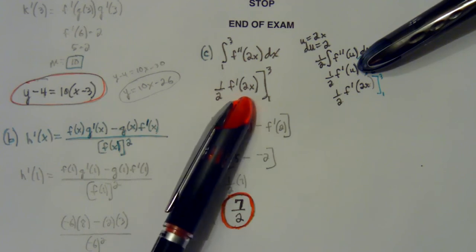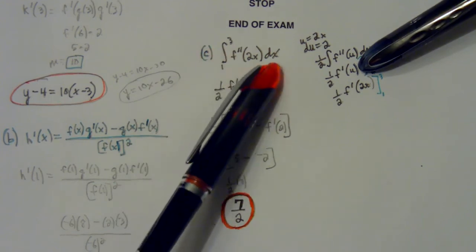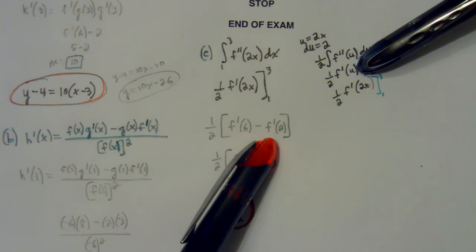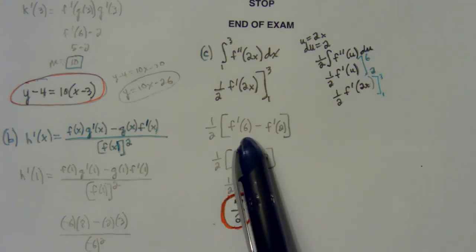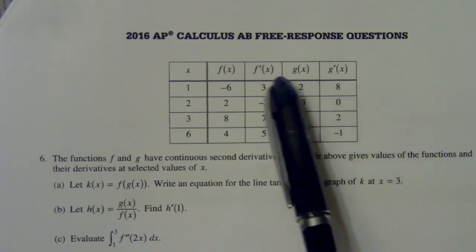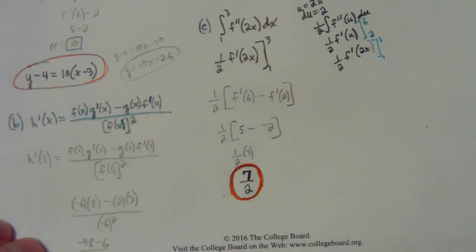And then since I got the x's back in, I'm going to use the original numbers they gave me between 1 and 3. So I'll plug in the 3, plug in the 1, get f prime of 6 minus f prime of 2. And then they give us these numbers from the actual table there. f prime of 6 is 5, and then f prime of 2 is -2. So I go 5 minus -2. That's going to give me the 7/2 right there.